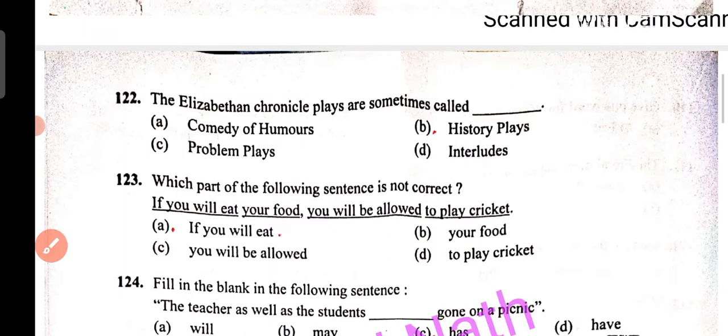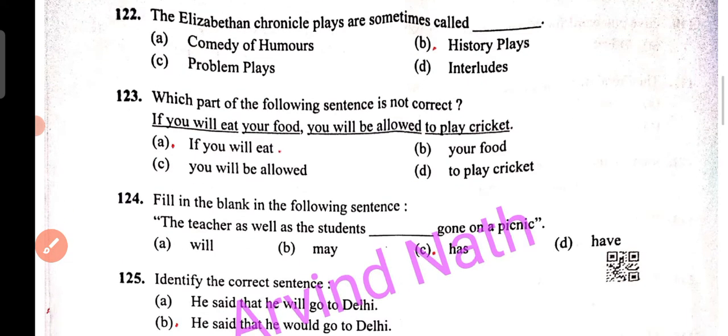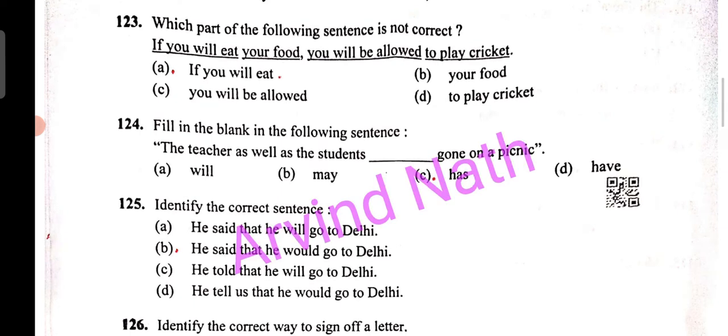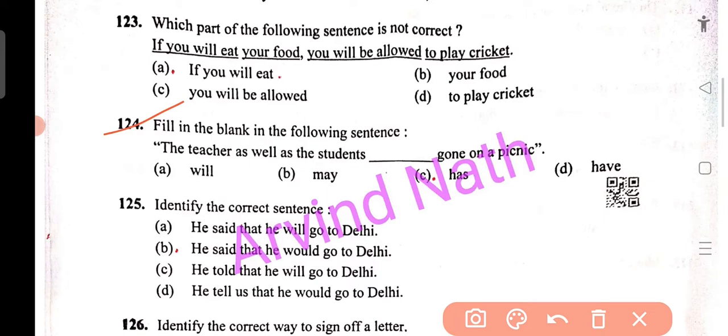correct. Now question number 124. Fill in the blanks in the following sentence. The teachers as well as the students that has gone on a picnic. So has will come here because the main subject is the teacher. So the verb will be the singular has.